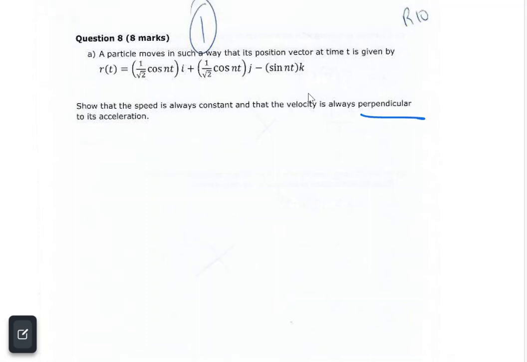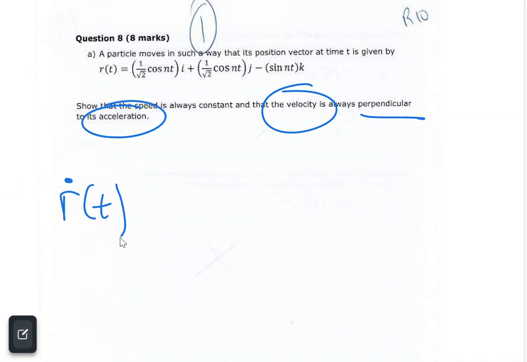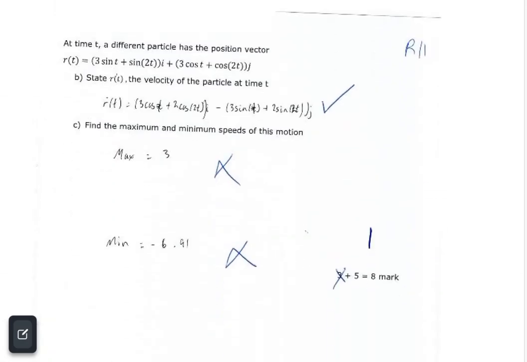perpendicular, velocity and acceleration. So you needed to find the velocity and the acceleration and do the dot product and show that you get a 0. And over the page, that's correct. Maximum and minimum speeds again.